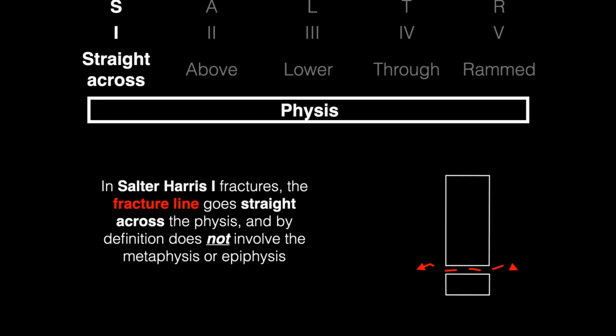In Salter-Harris 1 fractures, the fracture line goes straight across the physis and by definition does not involve the metaphysis or epiphysis. Here in the schematic, you can see the fracture line completely horizontal, going straight across the growth plate. Straight across is the S from our acronym. In reality, the fracture line may not be completely perfectly horizontal. This is just to illustrate the concept.